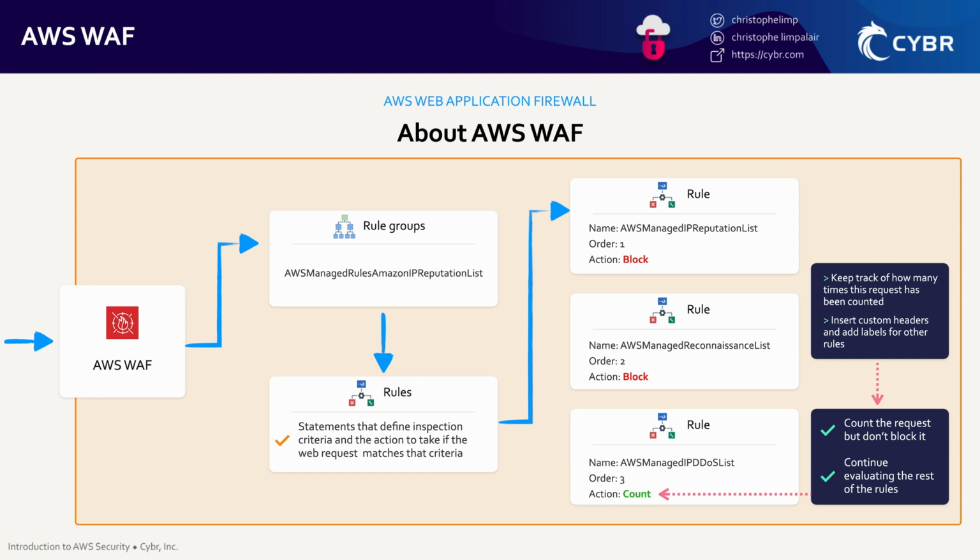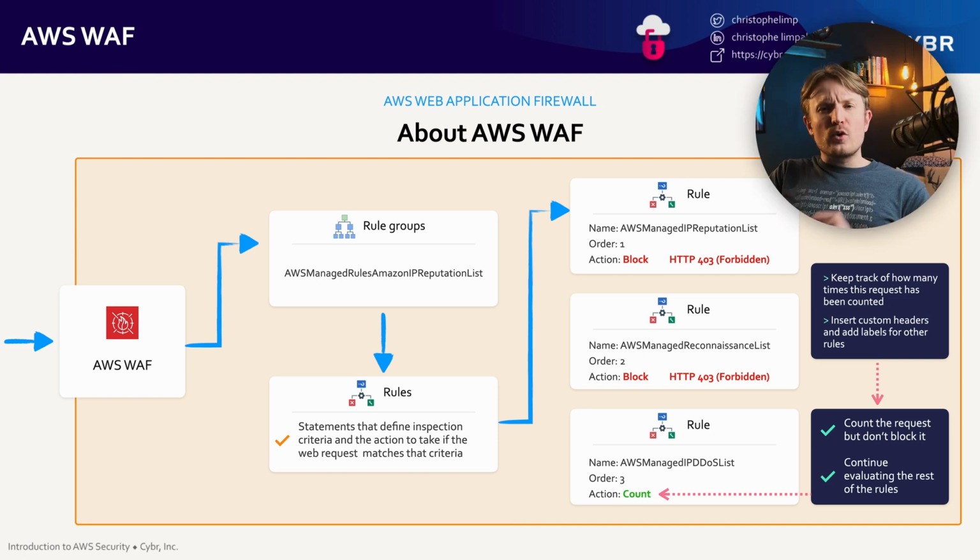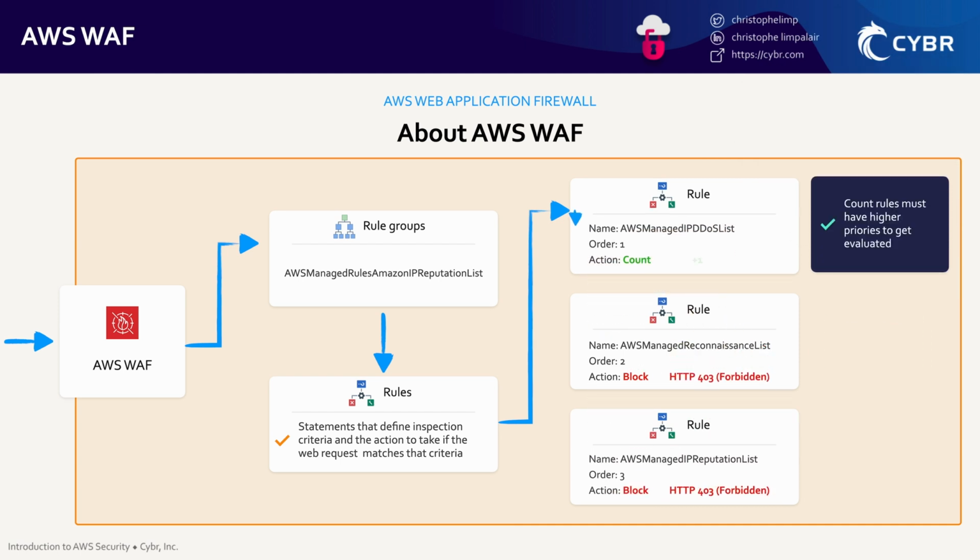So count is more of a passive approach, whereas block would prevent the request and give a response of HTTP 403, which is forbidden. Allow would permit the request, or we could challenge the requester to check if it's a bot or not. Remember when we talked about rule priorities? Well, this is why it matters. If you have a higher rule priority that blocks a request before it counts it, then it won't be counted. If you want to count that type of request before blocking or allowing it, then you have to set the counting rule as a higher priority rule in order for it to get evaluated.